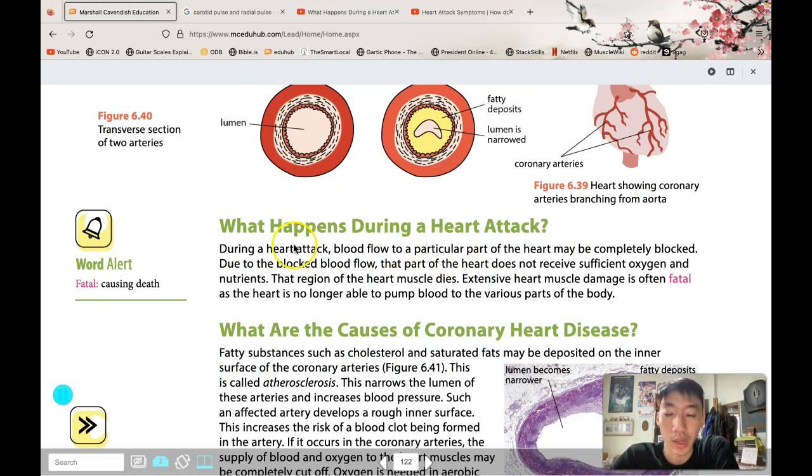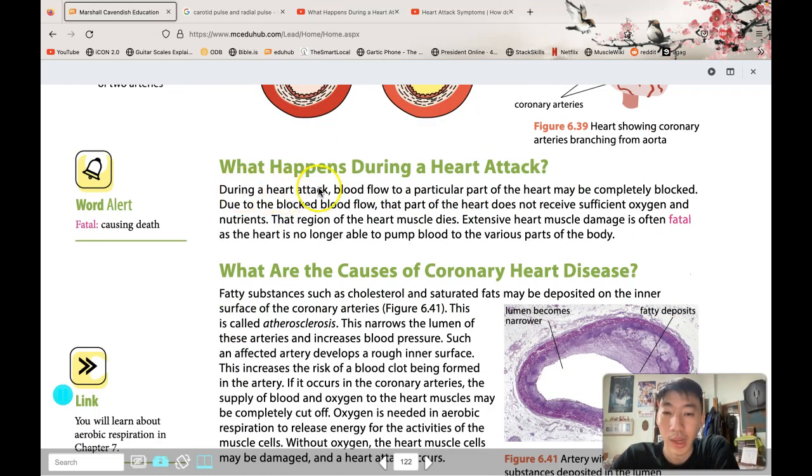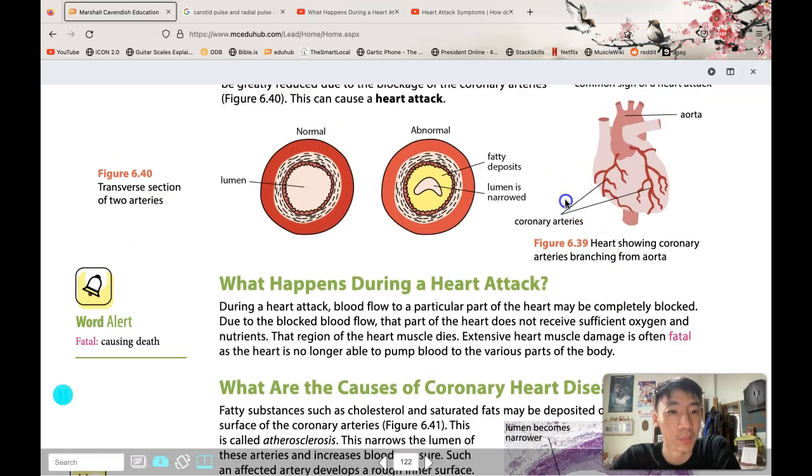Okay, what happens during a heart attack? During a heart attack, the blood flow to a particular part of the heart may be completely blocked. Due to the blockage, that part of the heart does not receive sufficient oxygen and nutrients. That region of the heart muscle dies. Extensive heart damage often is fatal, as the heart is no longer able to pump blood to the various parts of the body. Okay, so how does that happen?